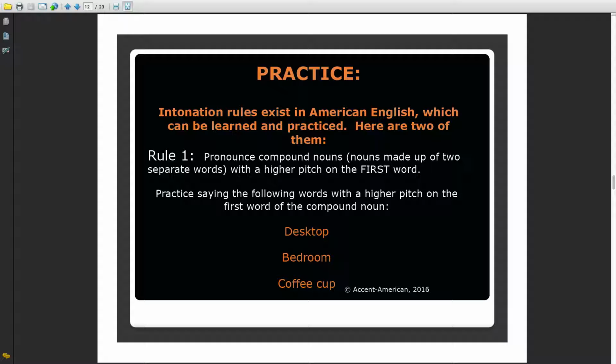Pronouncing compound nouns, which are nouns that are made up of 2 separate words, with a higher pitch on the first word. For example, desktop. We're also, as you can hear, holding out the vowel. Desktop. Bedroom. Coffee cup. Could you hear how my voice was higher on those first words of these compound words?